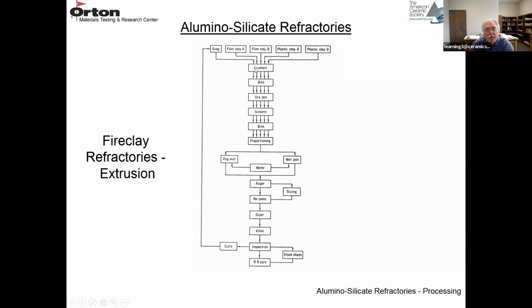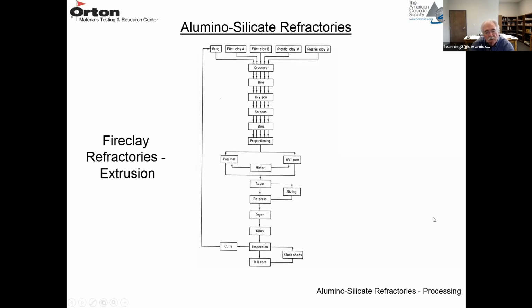And the same thing happens. They're crushed to appropriate sizes. They're sorted. They may be crushed again and screened to the appropriate sizes, stored in different bins, and proportioned in the right amounts in the different size distributions for the right particle packing. And now they go through a wet process where water is added. There's something known as a pug mill or a wet pan where the plastic mass is formed with the water. That goes into a screw-driven auger that extrudes the plastic mass.